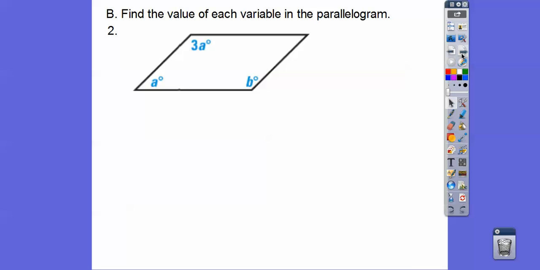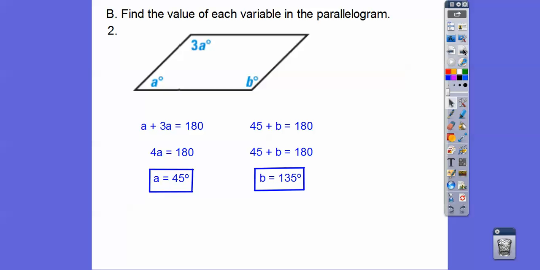All right, so here opposite angles are congruent, but that's not going to help us because we get 3a equals b. That won't help us. So set these guys equal to 180 because these are consecutive angles. Consecutive angles are supplementary. So if we solve, we get 45. And then since this is 45, it's supplementary with this one right there. So if we subtract it, we get 135, okay?